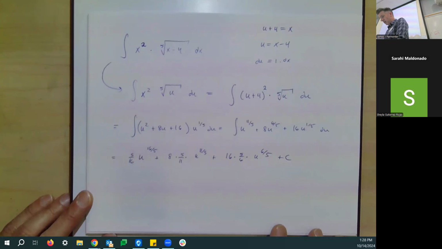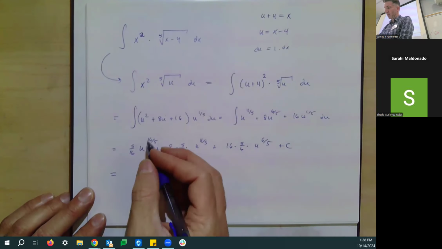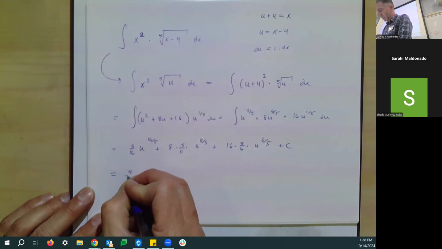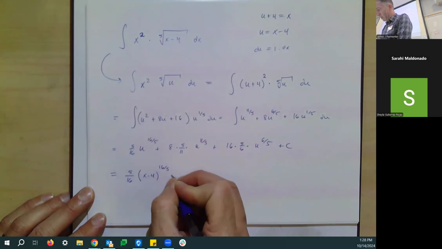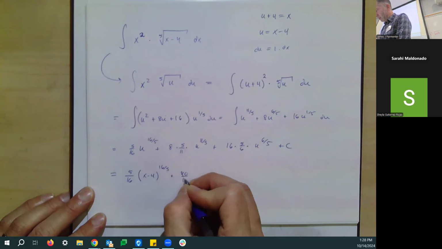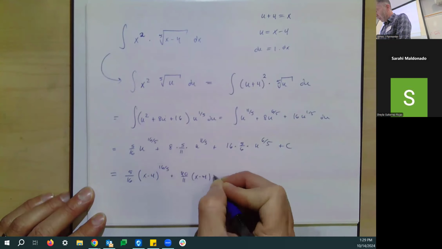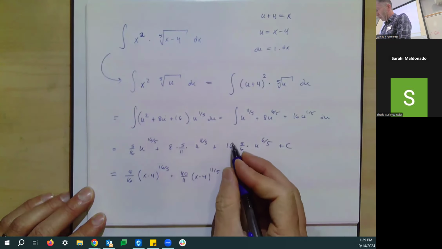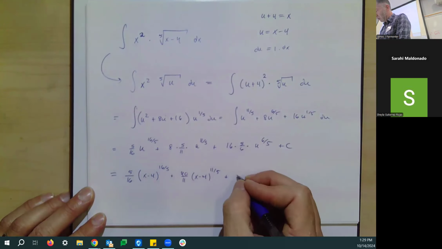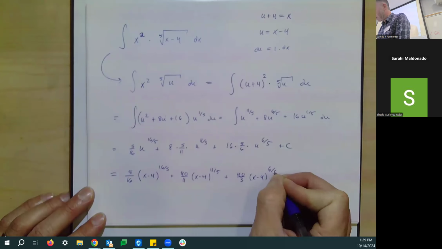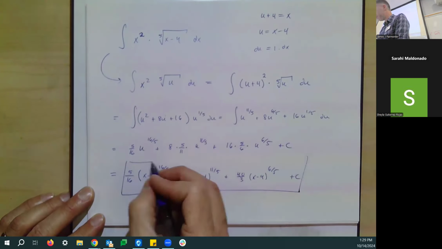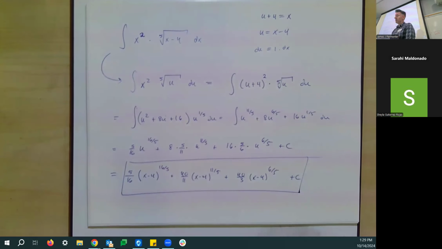That is ugly. So then we finish it off by plugging back in what u is equal to. So we get 5/16 times x minus 4 to the terrible 16 over 5, plus 8 times 5 is 40 over 11 times x minus 4 to the 11 over 5, plus 16 times 5 is 80 over 6, which reduces to 40 over 3, times x minus 4 to the 6 over 5, plus c. Ugh. I mean, I've seen worse. Lots worse, like that other one over there.